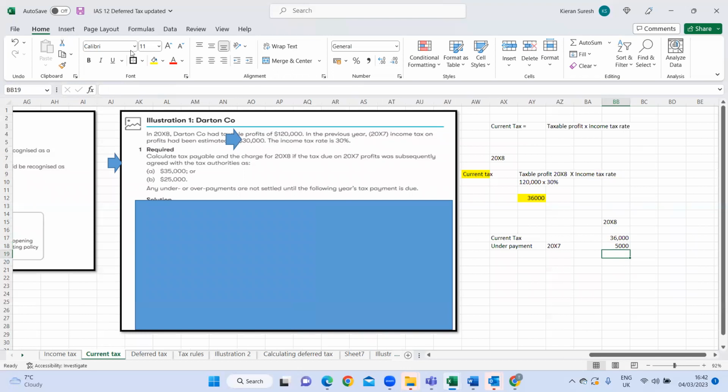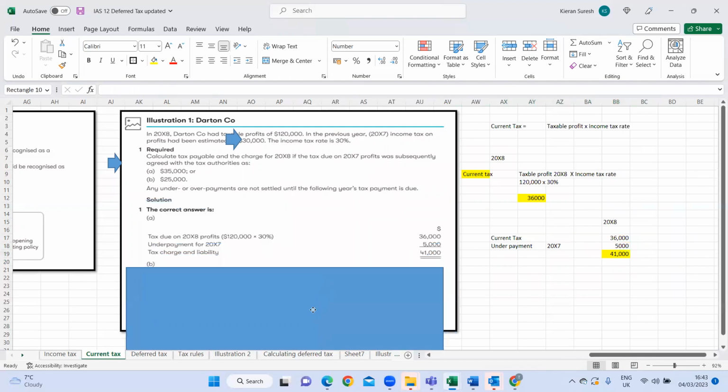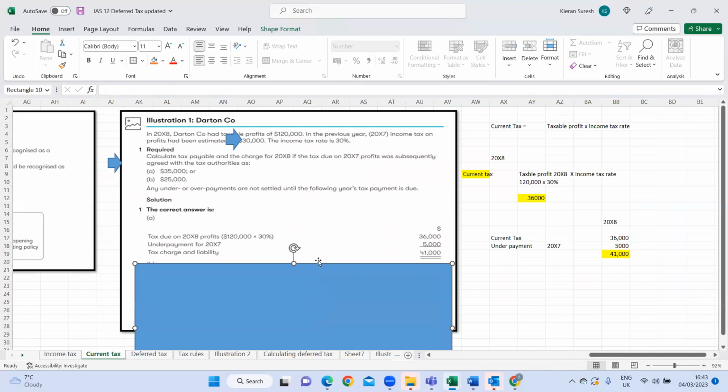So my current tax liability now is not 36,000. Altogether, my current tax liability is going to be 41,000. This is the tax charge and then the tax liability. This is the figure that will be charged to profit and loss account, debit profit and loss account tax charge, credit tax liability. So this current tax is based on the current taxable profit related to this period, but this part was the underpayment in respect of the last year.